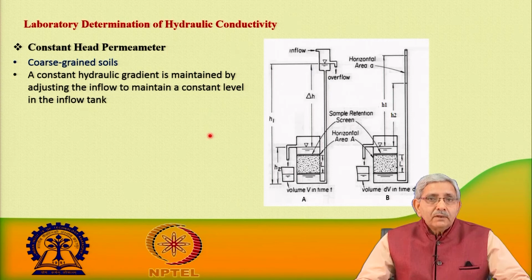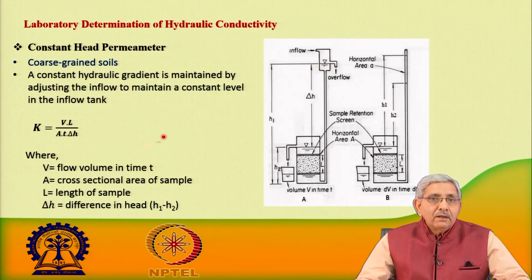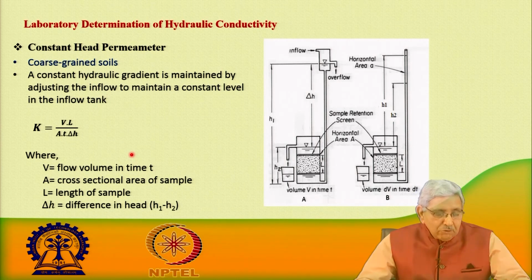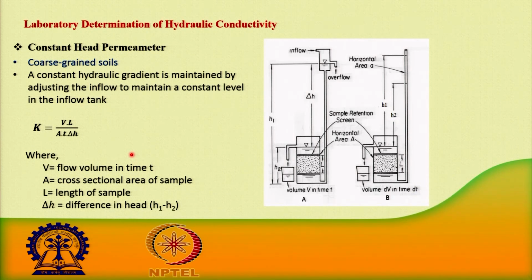A constant head gradient is maintained by adjusting the inflow. This is what you are seeing, by adjusting the inflow. When it becomes constant, only then is this value used, and then we use this expression, that is K equal to volume of flow divided by time.